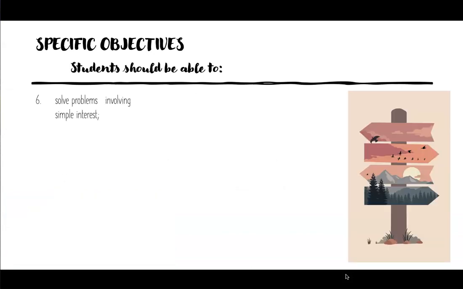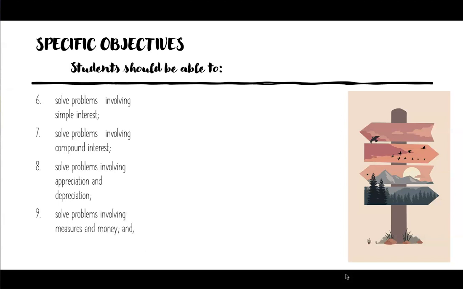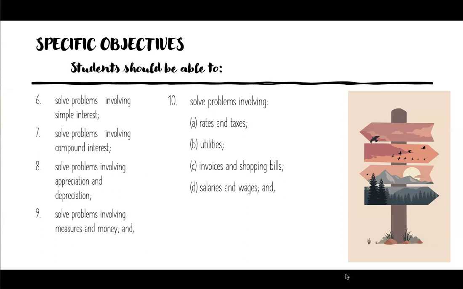Six, solve problems involving simple interest. Seven, solve problems involving compound interest. Eight, solve problems involving appreciation and depreciation. Nine, solve problems involving measures and money. And ten, solve problems involving rates and taxes, utilities, invoices and shopping bills, salaries and wages, insurance and investments. So we have 10 specific objectives which are broken down into bits and pieces.